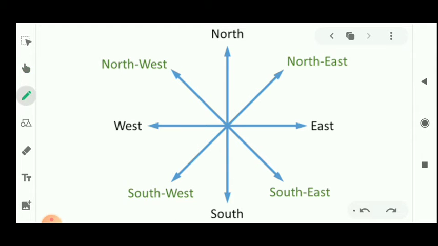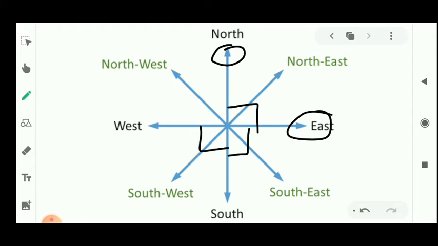Let's see. For the solution of this question, students, I want to inform you that if we are standing in the north and we are standing in the east, the angle between them is 90 degree. That means north to east the angle is 90 degree. Similarly, east to south the angle is 90 degree. Then south to west angle is 90 degree, and west to north the angle is 90 degree. That means each two directions the angle is always 90 degree.